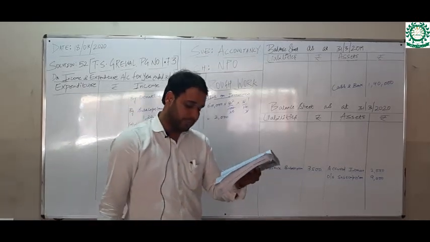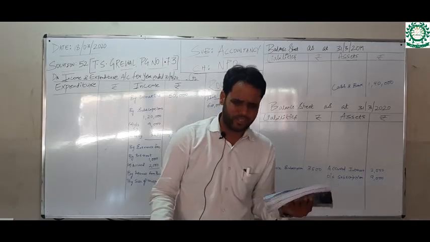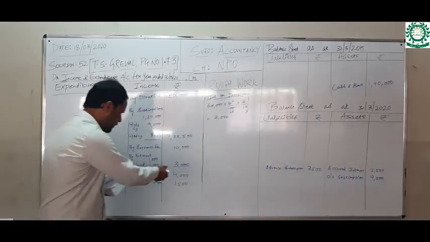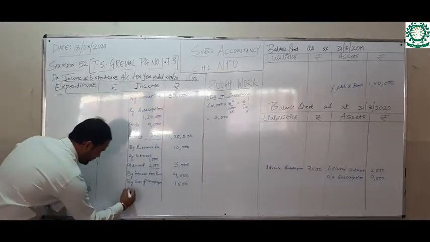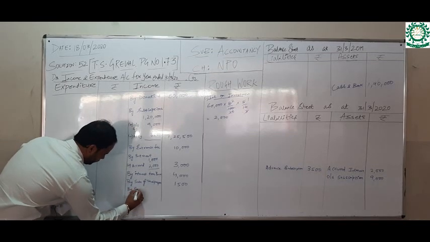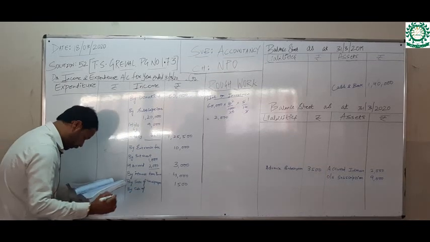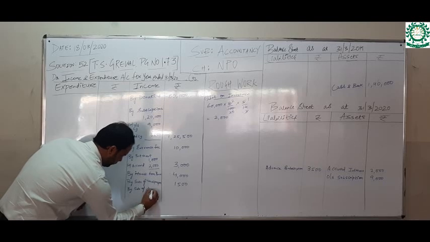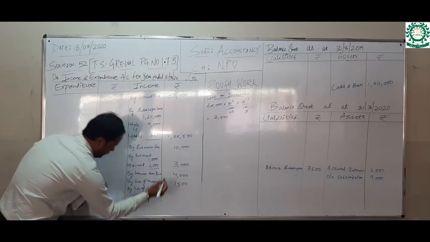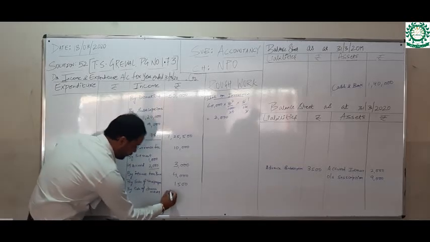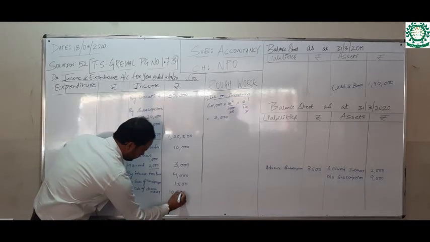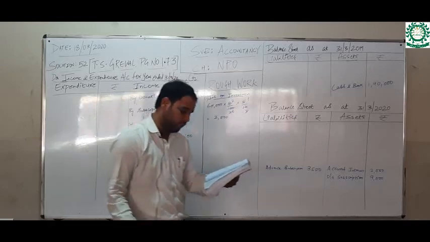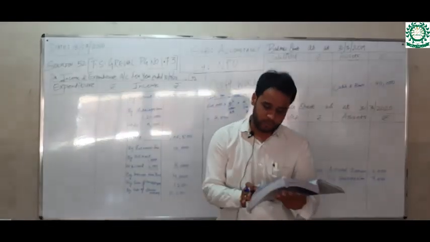Next item, sale of drama tickets, a regular nature item, again an income recorded on the credit side of income and expenditure, that is by sale of drama tickets. 10,500 is the amount. So we are done with the receipt side. Moving further on the payment side.